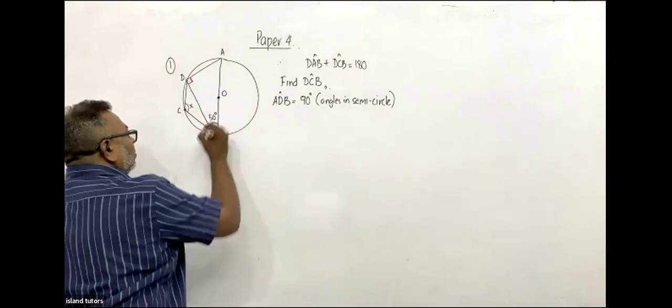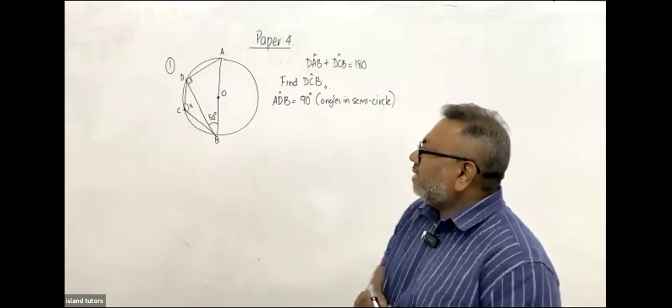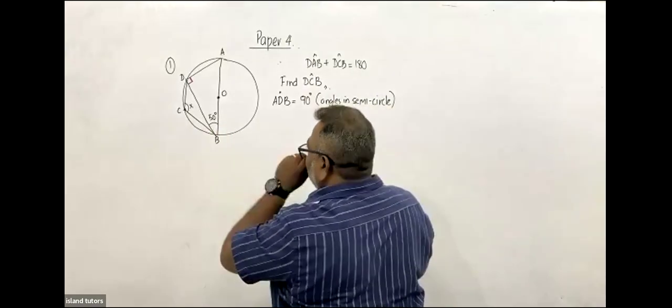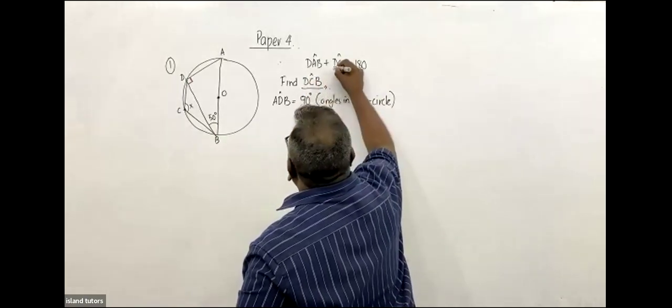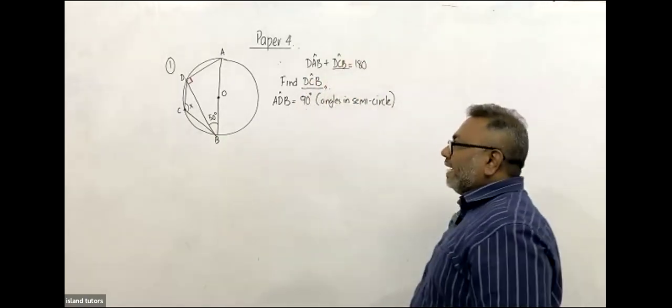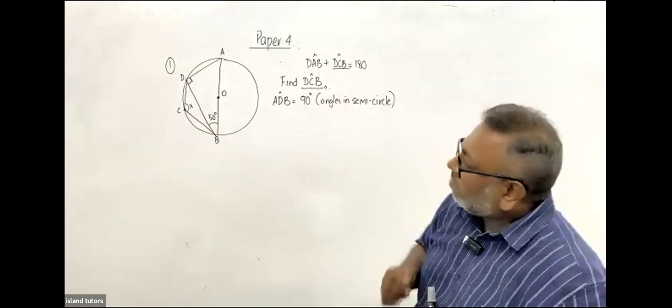Okay. And also they have given you this angle as 50 degrees. This is also given. Sorry, I missed that out. So ADB angle is 90. This angle is 50. What are we trying to find? We need to find DCB angle. Where is DCB angle? Which is X.